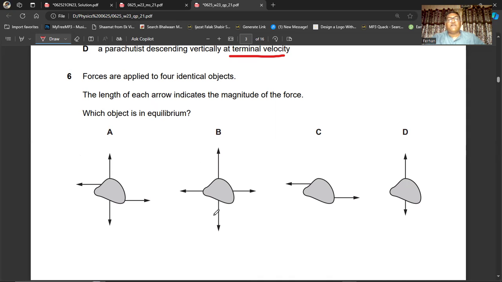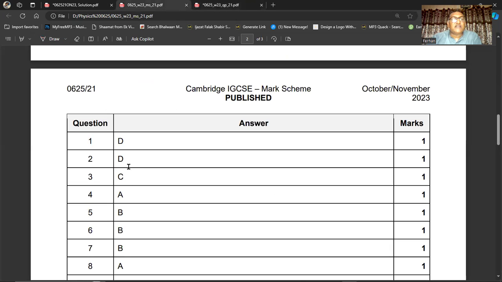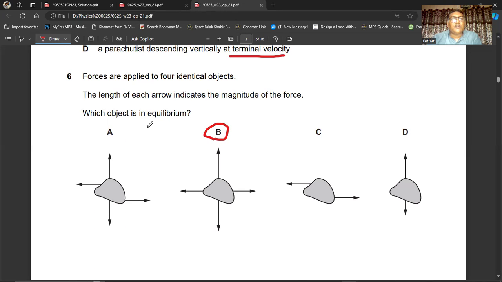Here, if you look at B, the upward force and downward force have the same length and the same line of action, so they will cancel each other. These two are equal in length, opposite in direction, same line of action, so they will have a resultant force of 0. So this body will be in equilibrium. In this other body, the two forces acting opposite to each other have the same magnitude, but their line of action is not the same, so they will cause this body to rotate. Here the forces are not balanced, their magnitude is not the same. So object B will be in equilibrium. The answer is right. Hopefully you understand.